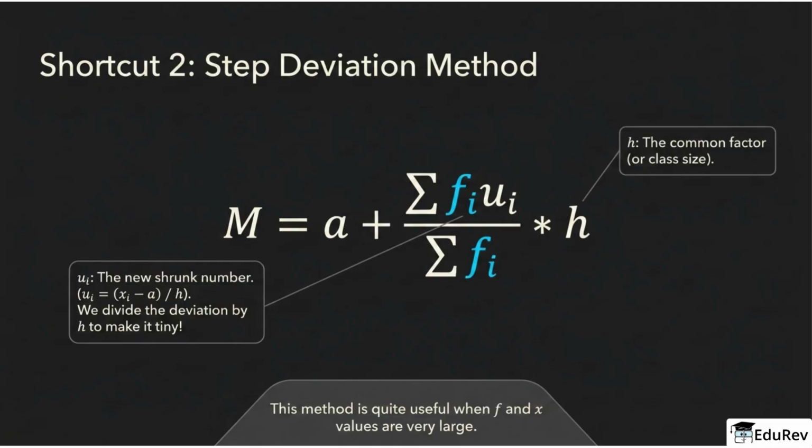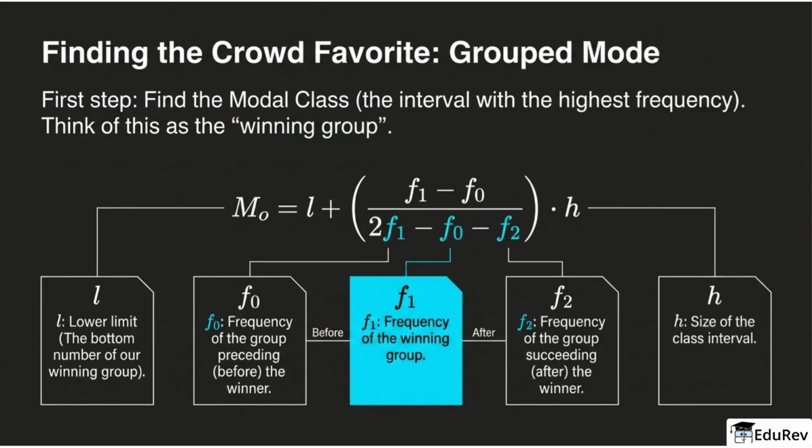That covers our means. Now let's pivot to finding the crowd favorite in a grouped table. To find the grouped mode, your first step is to always find the modal class, which is simply the interval with the highest frequency. Think of it as the winning group. The formula is m sub o equals L.